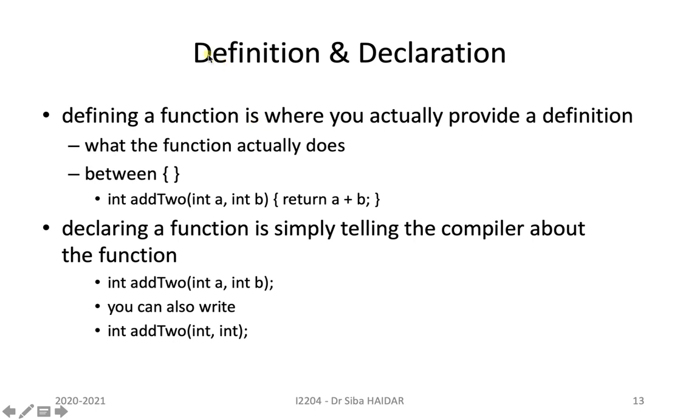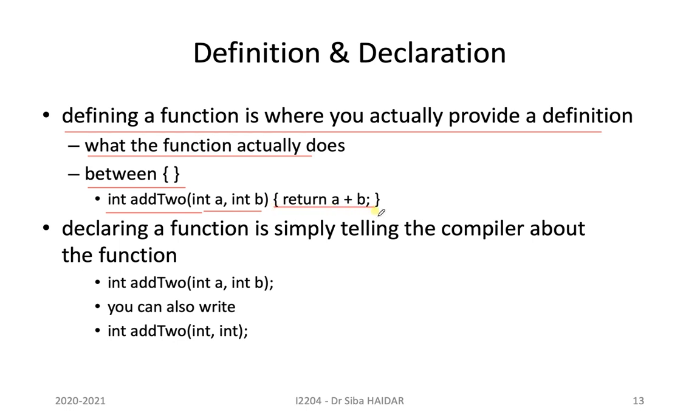What is the difference between a function definition and a function declaration? You already saw that. Defining a function is where you actually provide a definition, what the function actually does. You say what it does, not only what it takes and what it returns. So it has curly braces. For example, int add2, which takes two parameters, a and b, and we define what it does. It returns a plus b, semicolon.